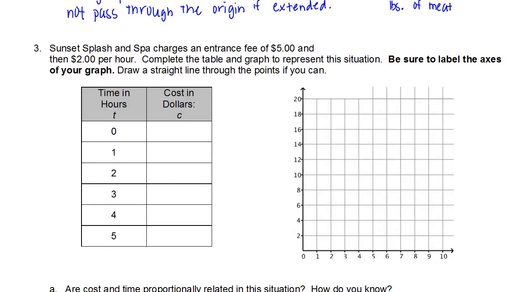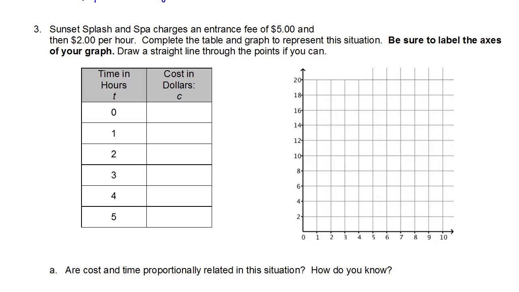We did that for the previous problem. Before we graph and draw a straight line, well, I'll do the best I can. You can draw the straight line if we can connect those points. So for 0 hours at the spa, it's actually going to cost us $5 because of that entrance fee. And then if we're at the spa for 1 hour, remember it's $2 per hour, so that'll be $2 plus the $5 entrance fee, so we're looking at $7 total.